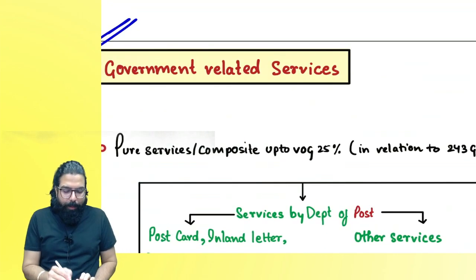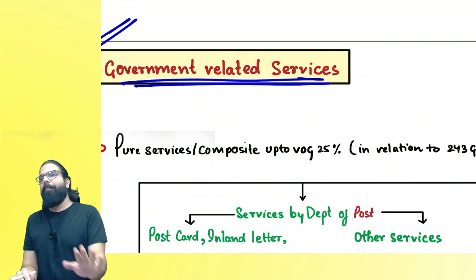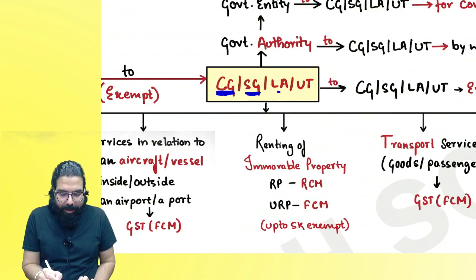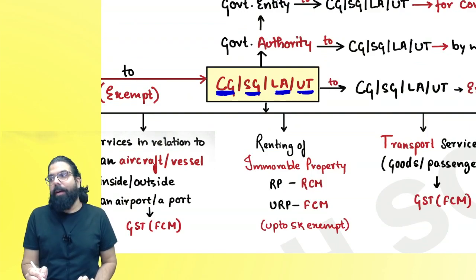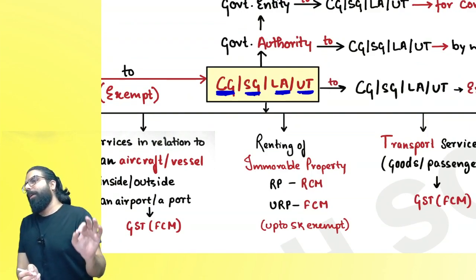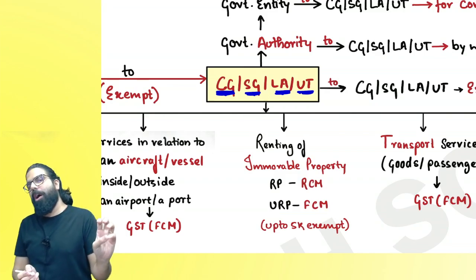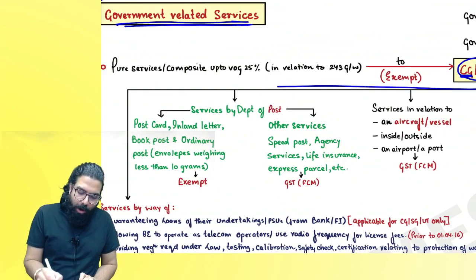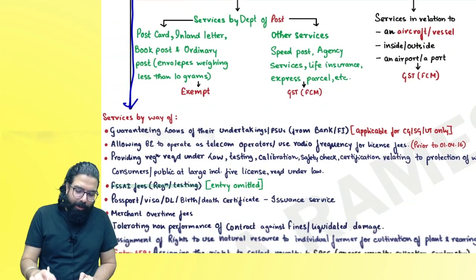Government-related services have also been exempted from GST. Here, the government means the Central government, the state government, a local authority, or the Union Territory government. If the government is going ahead and giving these services, it will always be exempt.